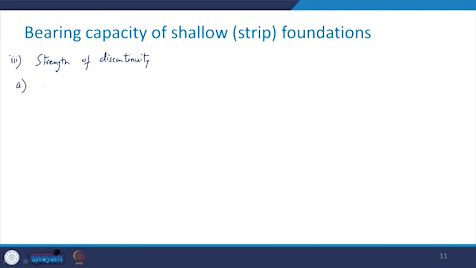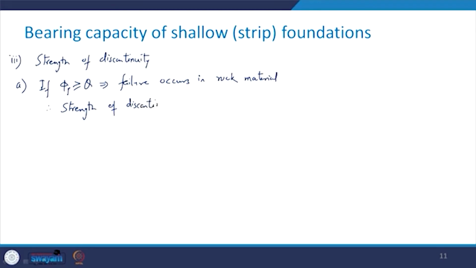Now, in this case again, if this phi j is greater than or equal to theta, then failure occurs in the rock material, and therefore the strength of the discontinuity will be given by equation number 7 which we just derived.